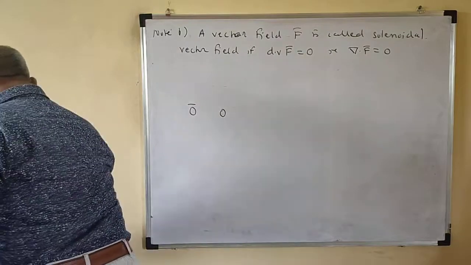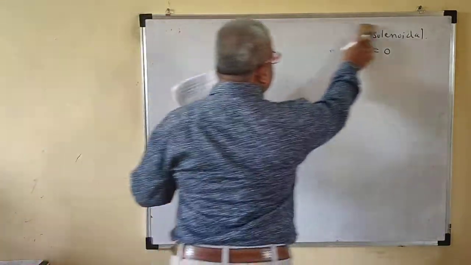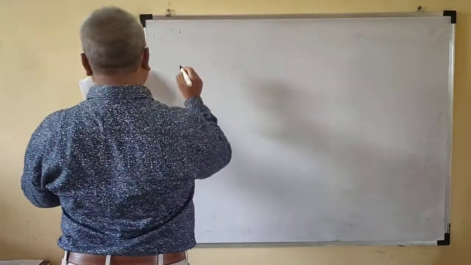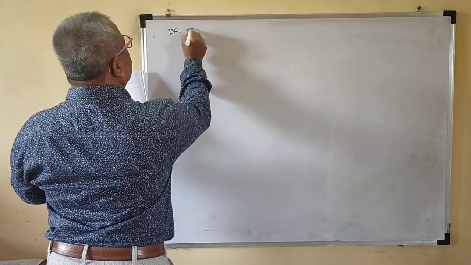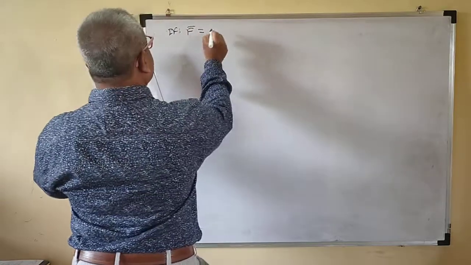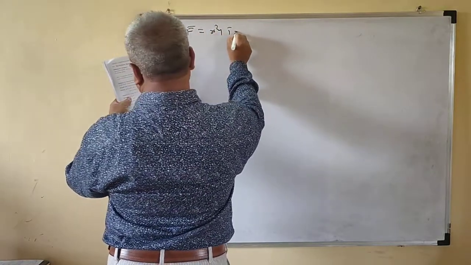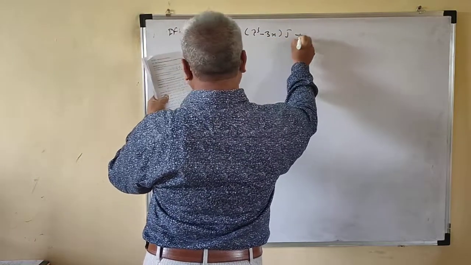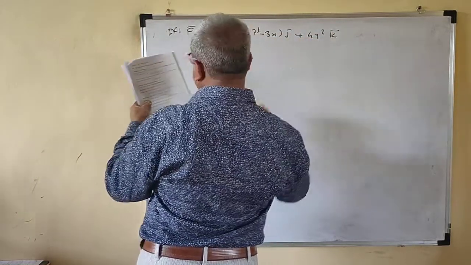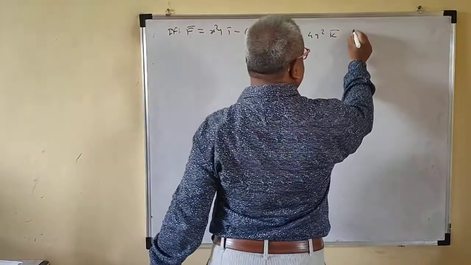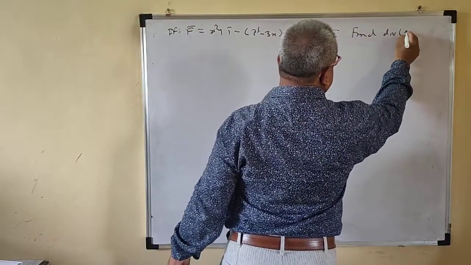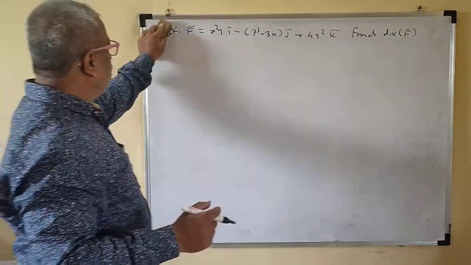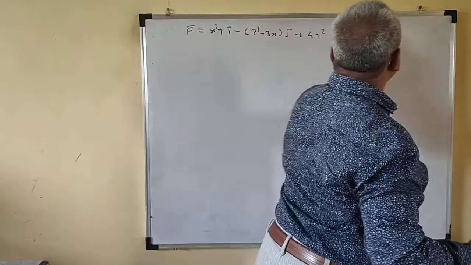Okay, so we solve some examples on the divergence now. Okay, so if f bar is equal to x square y i bar minus (z cube minus 3x) j bar plus 4y square k bar, find divergence of f bar. Okay, solution. Given that f bar is this, you have to find divergence.